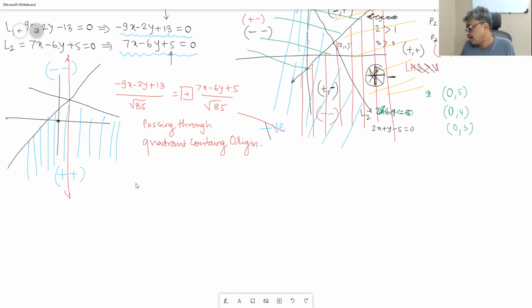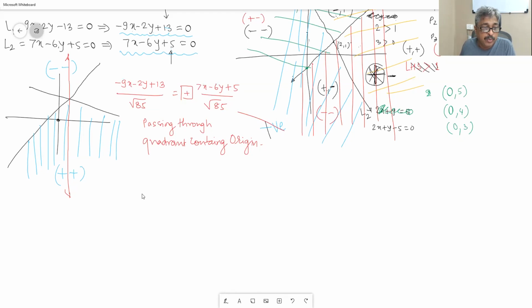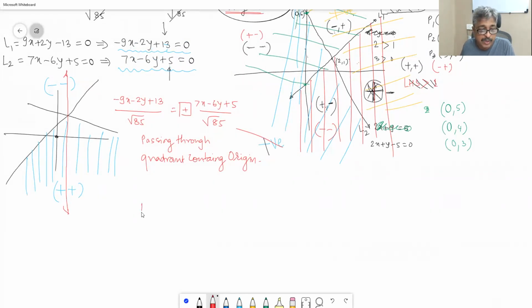Am I making it difficult? No, I will tell you now. I will repeat this tomorrow also. Find the angle bisector passing through the quadrant containing 1, 2. Suppose 1, 2. Now you know if you put 0, 0, both the signs are plus in these two lines. So if you put 1, 2, then what happens?